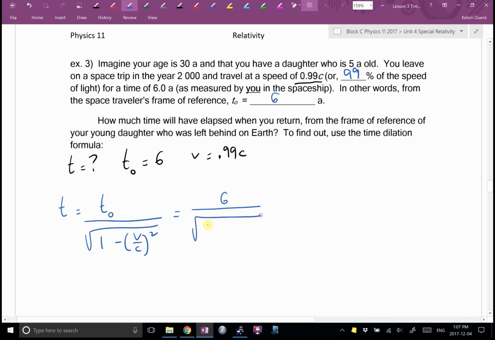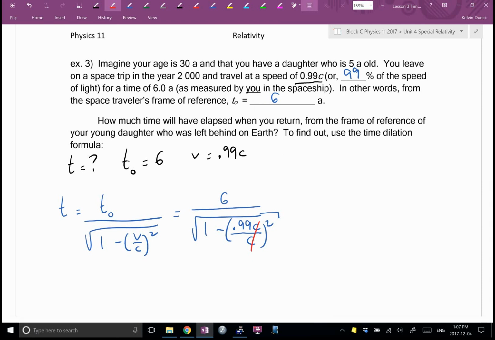Square root of 1 minus, how fast is your spaceship traveling relative to the Earth? 0.99 c over c. And folks, don't forget the squared outside the brackets. Joel, what do you see? What cancels out? C. That's why we're doing this as a percentage of the speed of light.